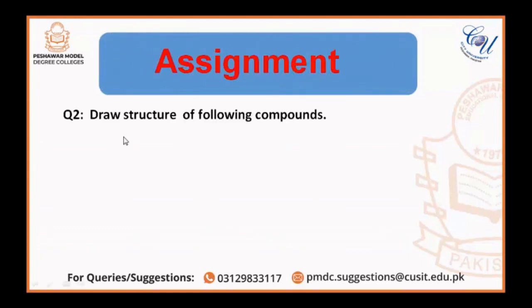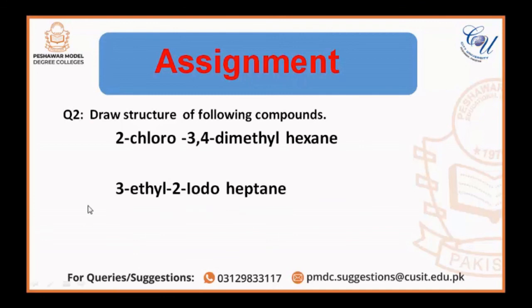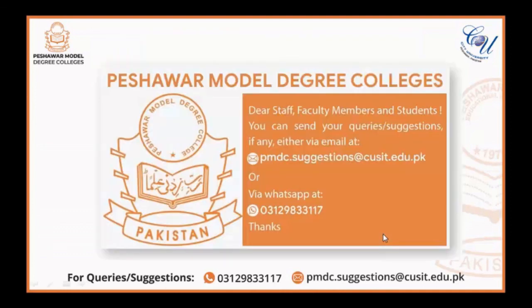Now the next question is to draw the structure of the following compounds. 2-chloro-3,4-dimethylhexane. Now the name is given and you can draw the structure, but first you will draw the 6 carbon chain and then give the numbers and put in the substituents. 3-ethyl-2-iodoheptane, 2-bromo-2-chloropentane. Thank you.